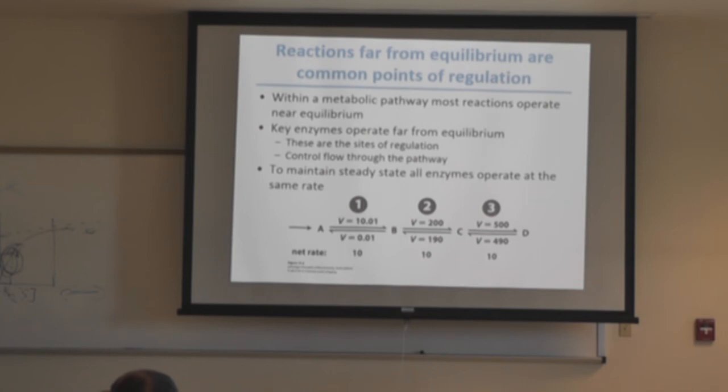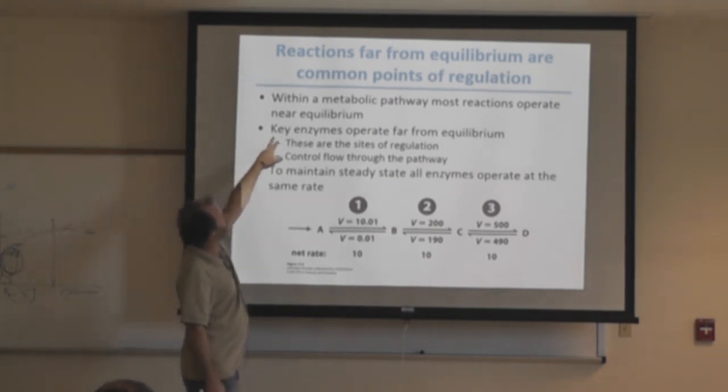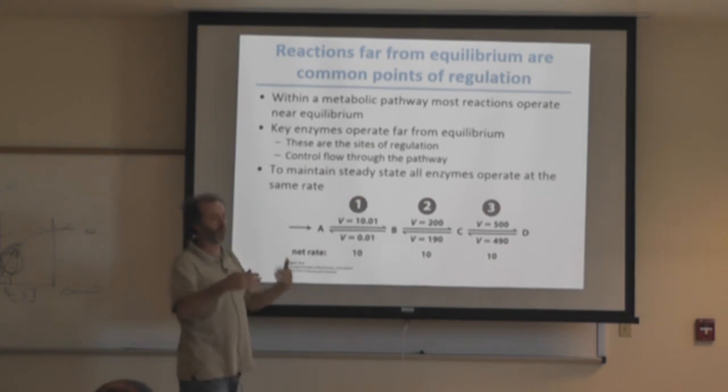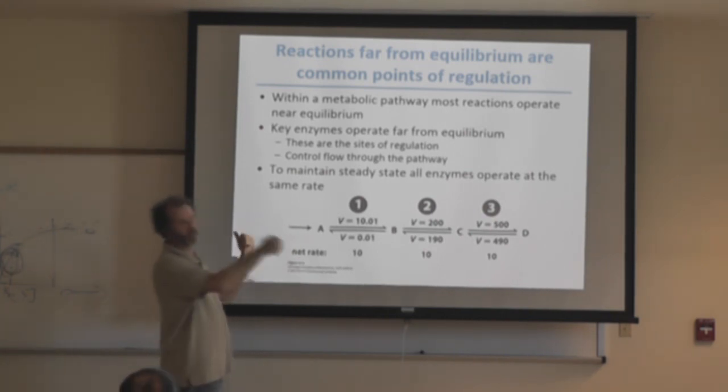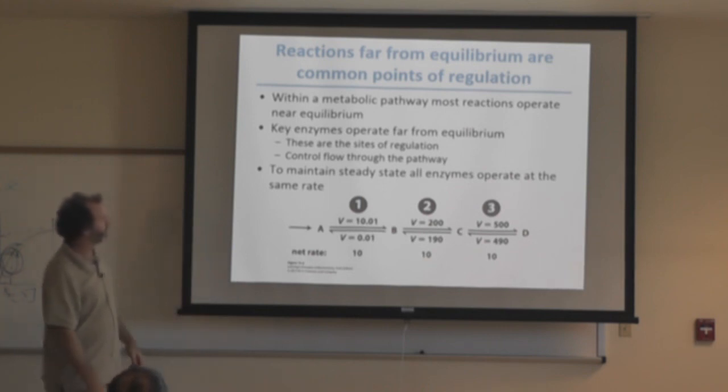So reactions far from equilibrium are common points of regulation, right? So in glycolysis, those ones that have the large delta Gs are always far from equilibrium. So you have that large free energy change. Within metabolic pathways, most reactions operate near equilibrium, right? So all the reactions that are used for gluconeogenesis and glycolysis, those are the ones that are near equilibrium. So the directionality of those is going to be based on the substrate or product concentration, and that's governed by which direction that process is going in the cell.